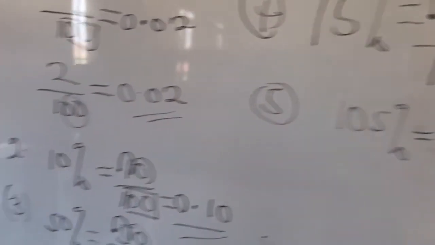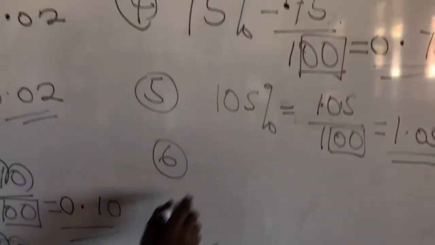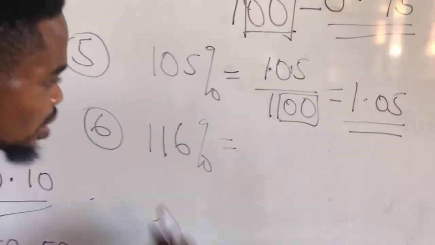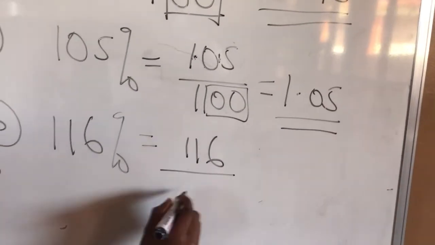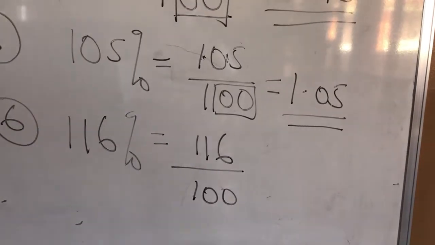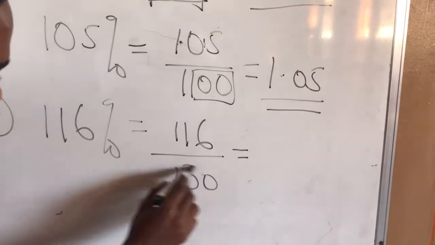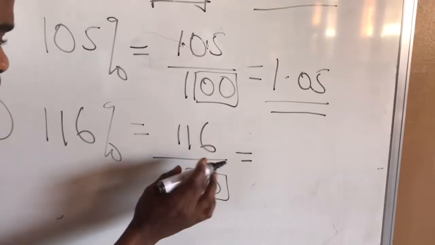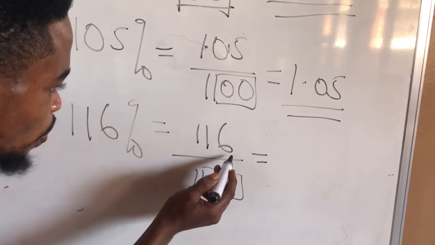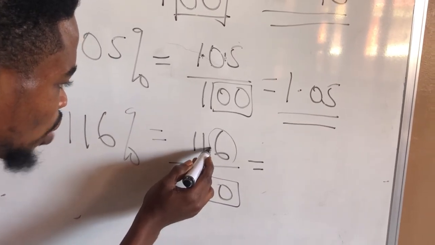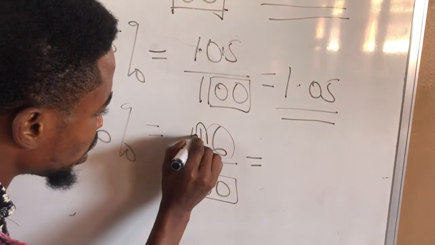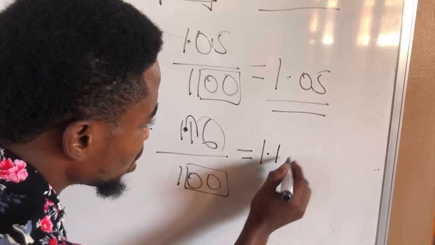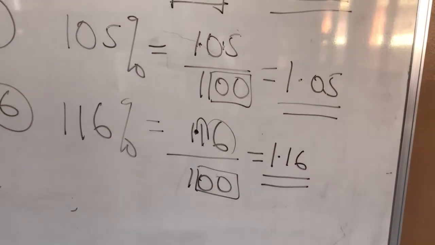We consider the last question, which is question number 6. Question number 6 is 116%, which is 116 out of 100. How do we do this? Remember to consider the 2 zeros and leave 1 because it is not necessary in this case. So we start counting from what? Right to the left. So this is 1. Then I have to count the second one, then 2. So I come here, my decimal point ends between 1 and 1. So I have 1 point 16. This is my final answer.